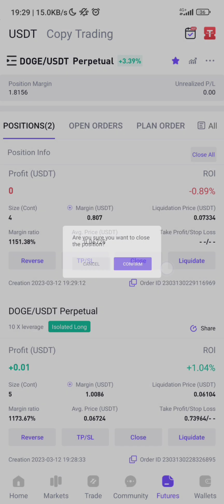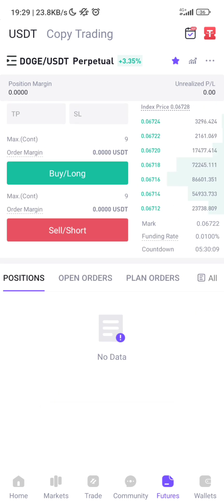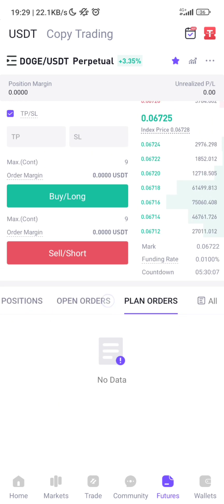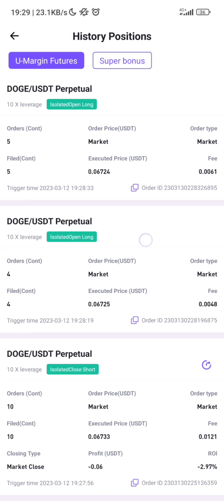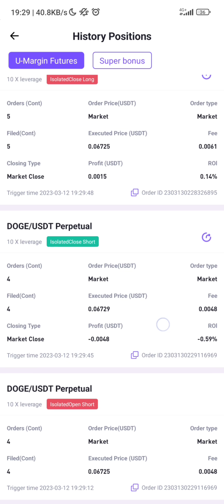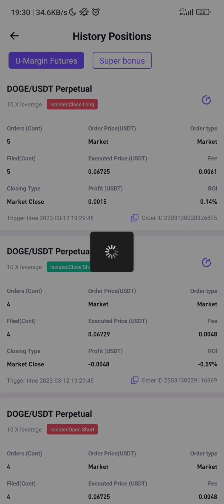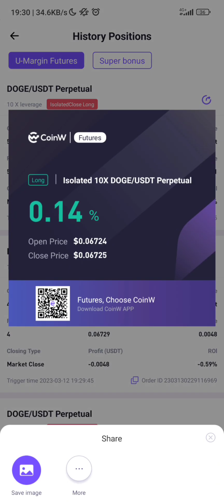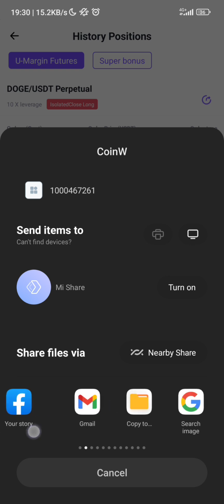Let me liquidate this, and let me liquidate this as well. Now you can come to see your trade history by clicking on this All button, and you see your trade history. If you made a profit and you want to share the screenshot with us, you just click on this icon here to generate a picture for you to share. So if you want to demonstrate, oh, I made profit, I just click on save image or click on more, then it asks me the social media page I want to share to, and you can share.